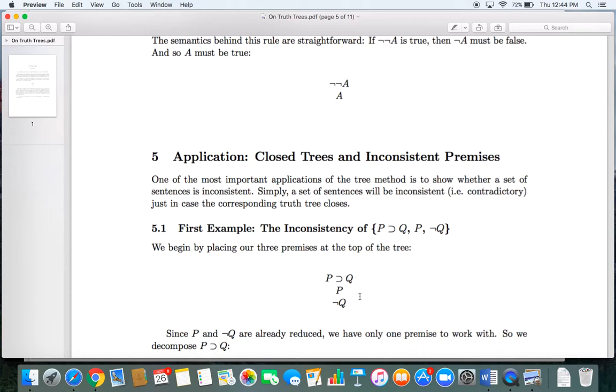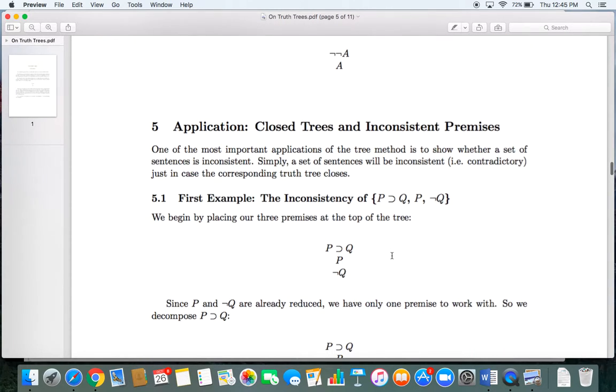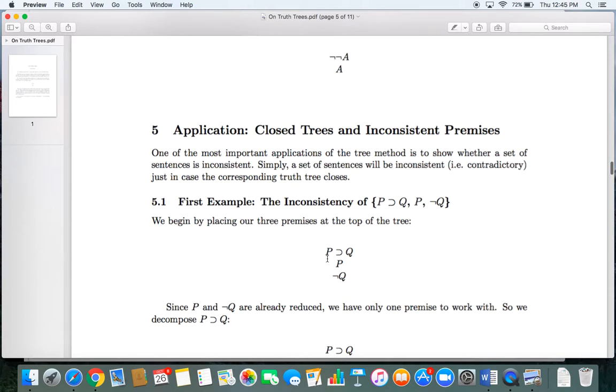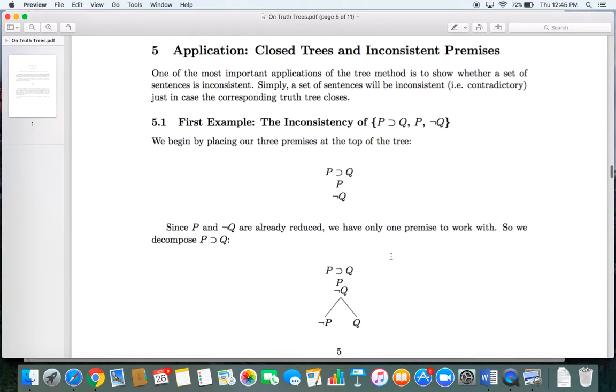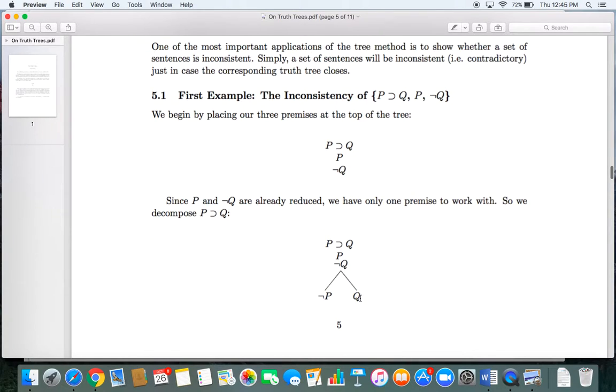We'll start with those at the top of the tree. And clearly this ought to be inconsistent, because we know that if we have both P horseshoe Q and P, we must have Q, which is plainly incompatible with not Q. So we should certainly expect this tree to close. Let's see how it goes. There's really only one sentence to decompose, namely this horseshoe sentence. When we do that, we get not P on one side and Q on the other branch.